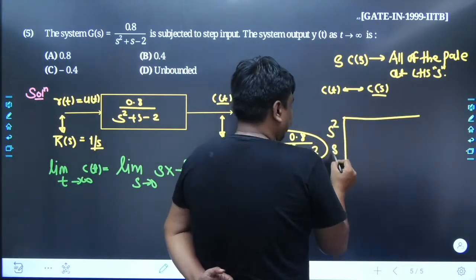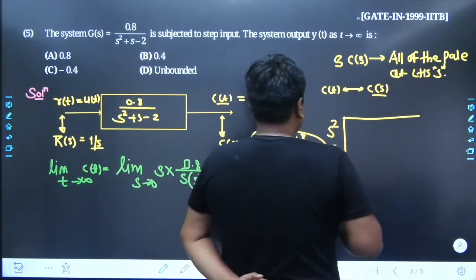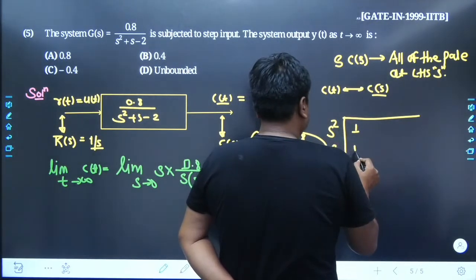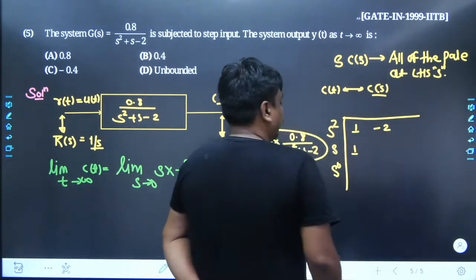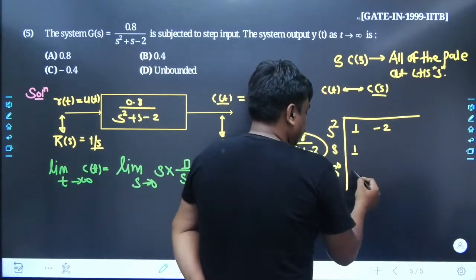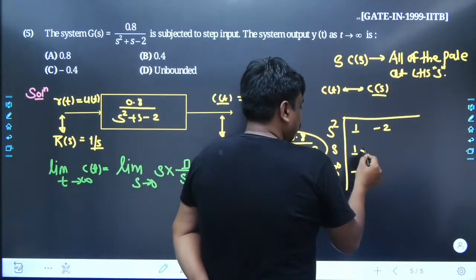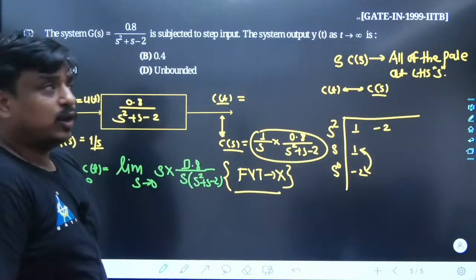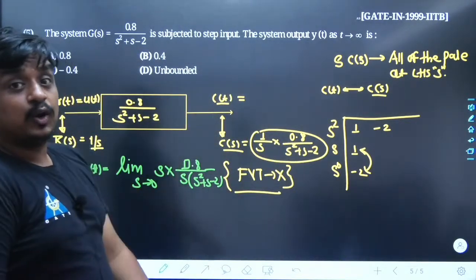Let's take S squared, S, and S naught. So here the factor is going to be 1, here the factor which comes is going to be 1, here the factor which comes is 2, and now the last factor is 2. Is there any sign change? Yes sir, there has been a sign change. That means one pole of S times C(S) has gone towards the right-hand side.